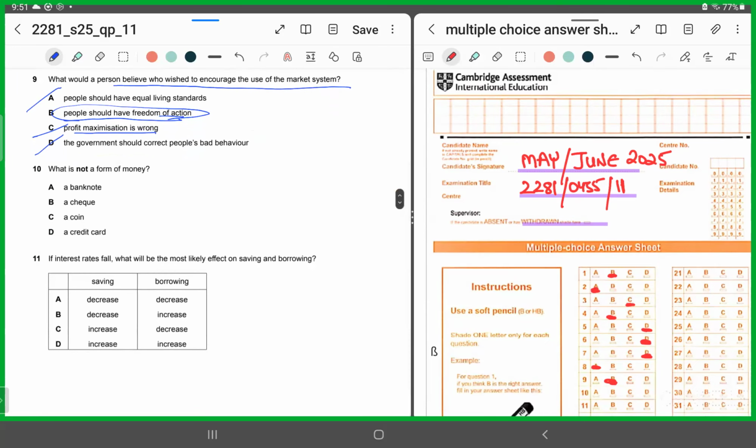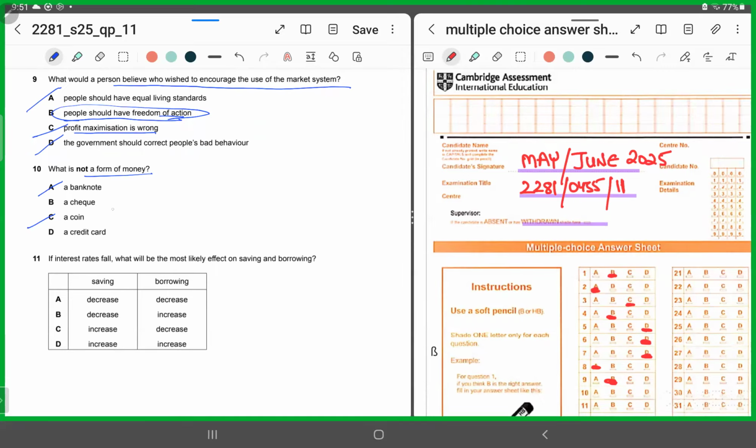Number 10. What is not a form of money? Now this MCQ is actually discounted. Why? Because it's incorrectly given in 2 answers. What is a form of money? You see, coin is a form of money and banknotes are a form of money. So you chop A and C.